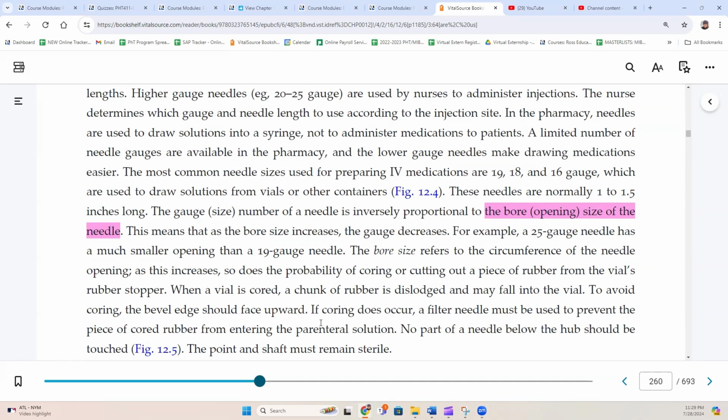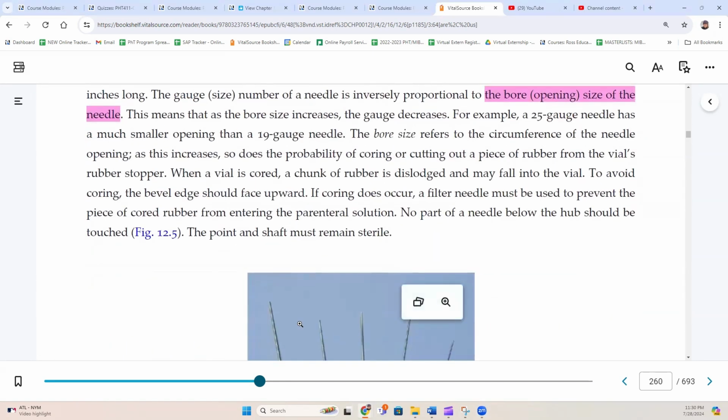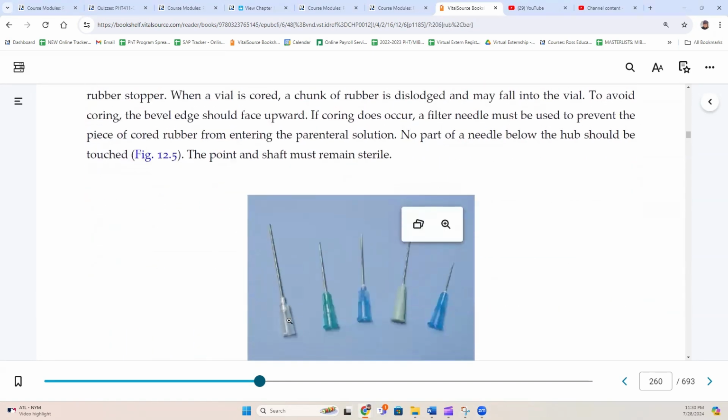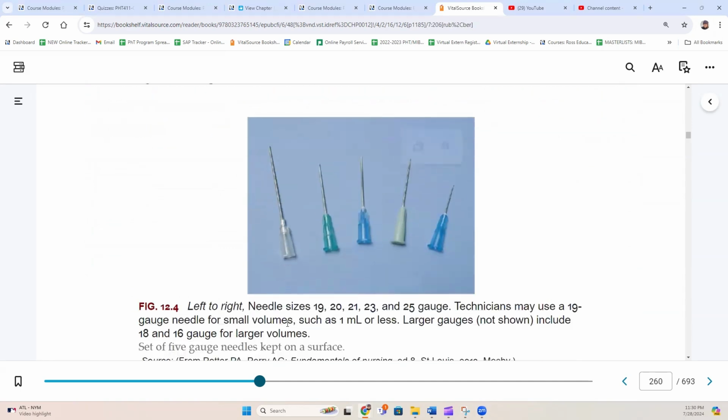When a vial is cored, a chunk of rubber is dislodged and may fall into the vial. To avoid coring, the bevel edge should face upward. If coring does occur, a filter needle must be used to prevent the piece of cored rubber from entering the parenteral solution. No part of a needle below the hub should be touched. The point and shaft must remain sterile.